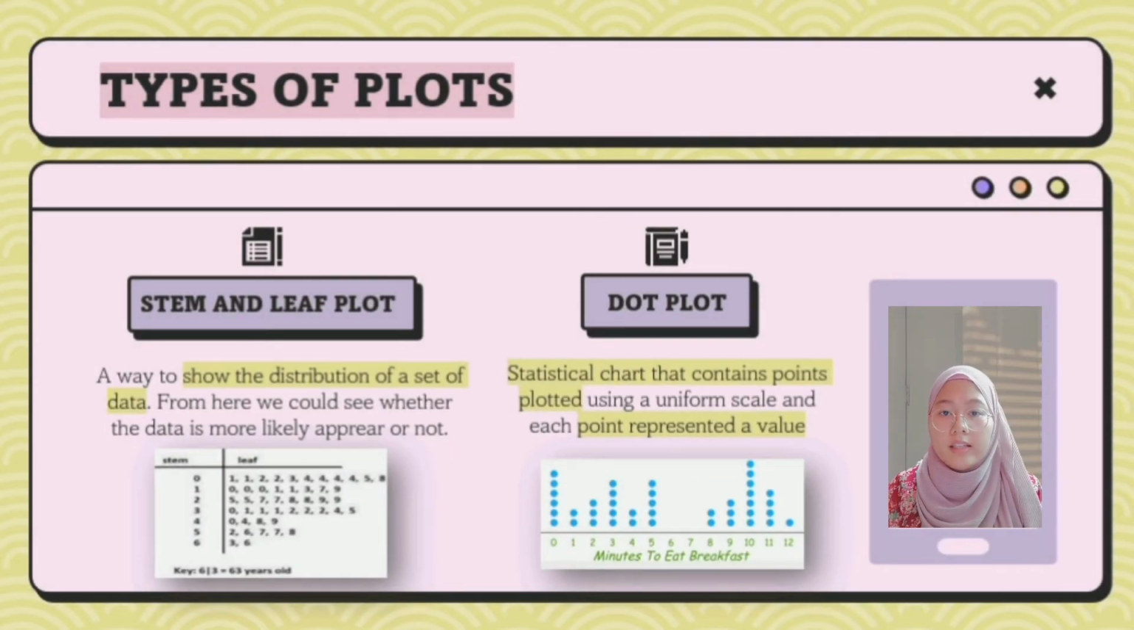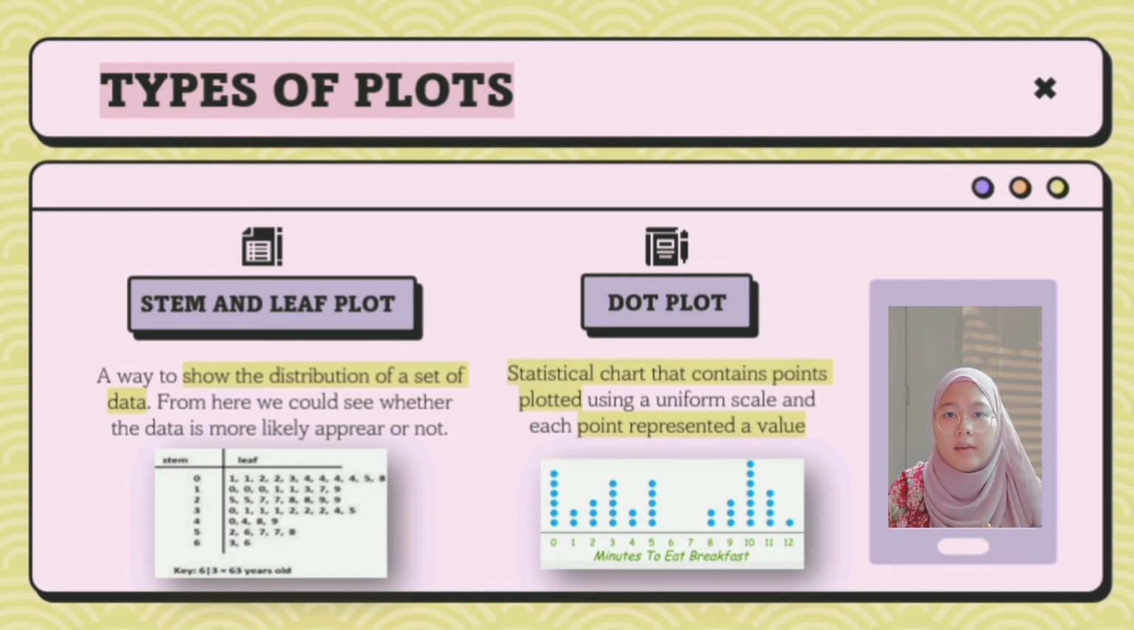Referring to this slide, there are two types of plot that can be used to obtain the differences between largest and smallest value of the data set. Before we learn deeply about this plot, let's take a look at the definition for both. Firstly, stem and leaf plot. This plot is a way to show the distribution of a data set. From here, we could see whether the data set is more likely to appear or not. And this plot is actually like a histogram, but it shows a little more information compared to histogram.